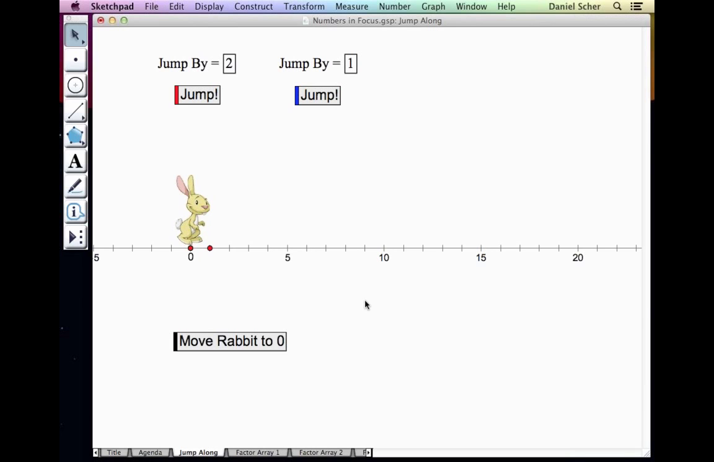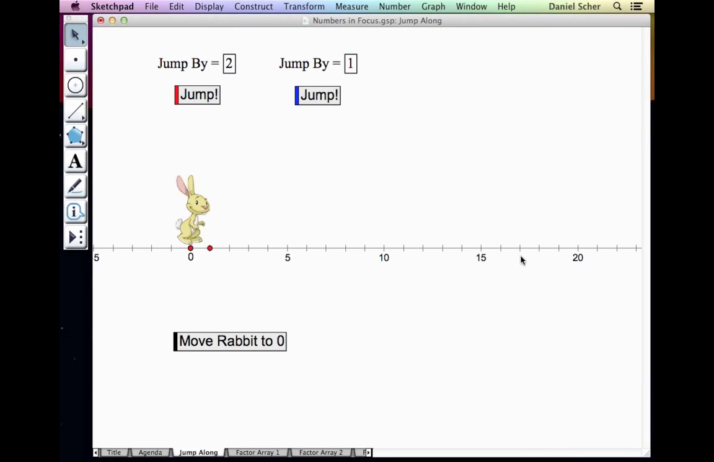So a pretty simple line of reasoning, but for young kids, I think this would make for an interesting challenge to ask, how can you get to these numbers in the fewest number of jumps? How can you get to them in the most jumps? So let's move our rabbit back to 0. And this time, let's see, what should we try next?